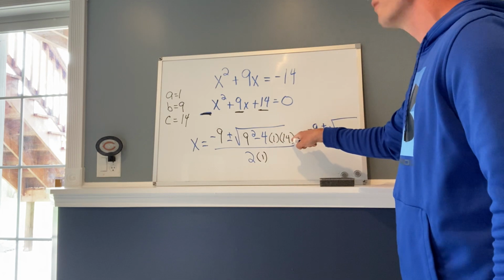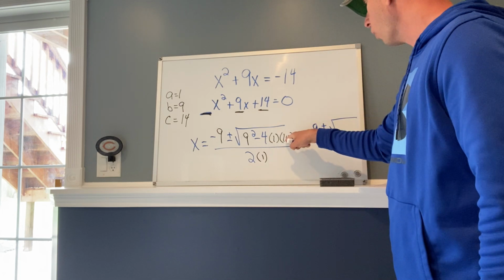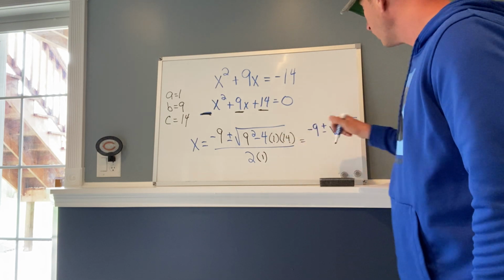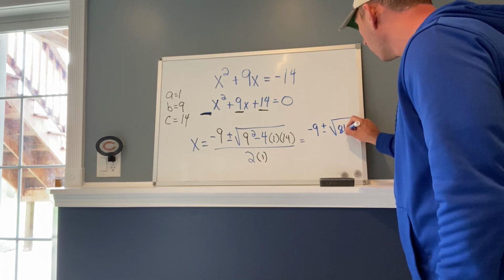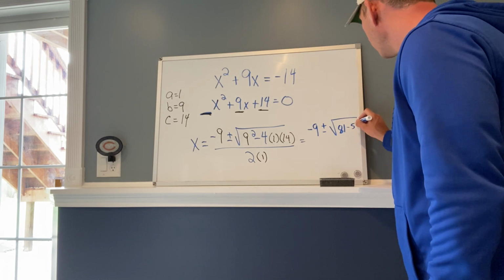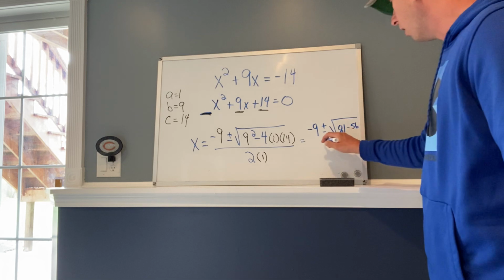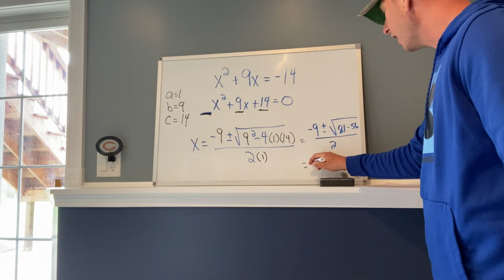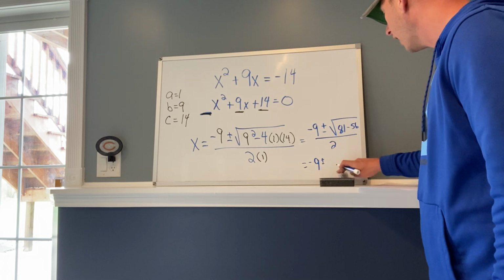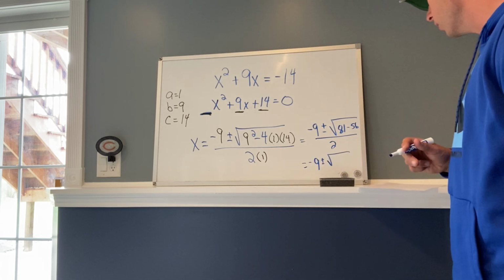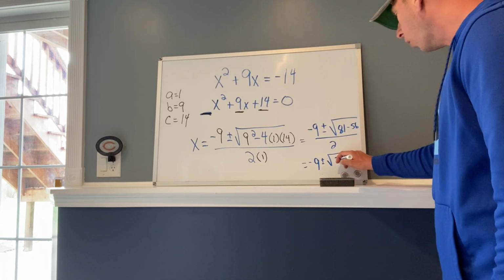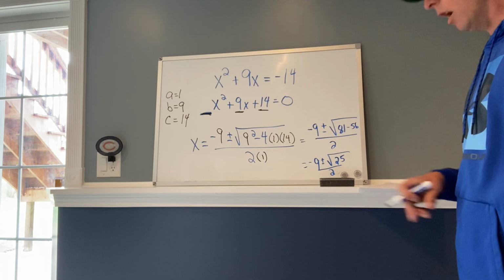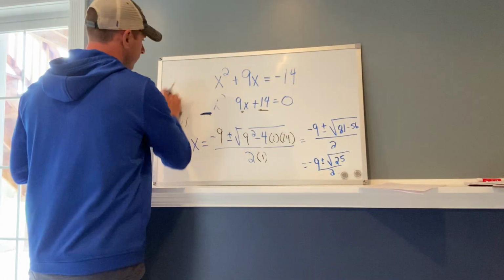So 4 times 14 is 4 times 10, which is 40. 4 times 4 is 16, so that's 56. So we're going to have 81 minus 56 inside there, all over 2 times 1, which is 2. So this is negative 9 plus or minus the square root of 25 all over 2. All right, I need to do some erasing here.